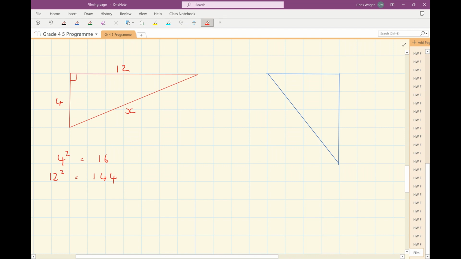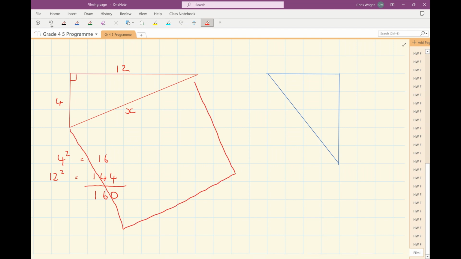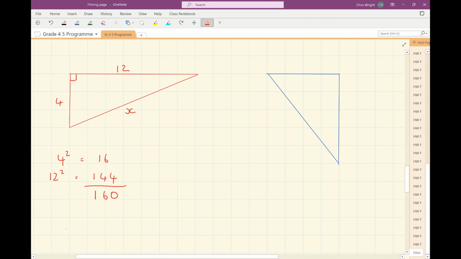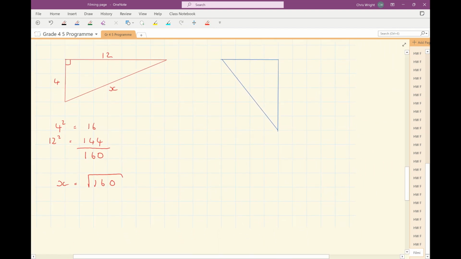Now, because I'm finding x, and that's the length of the hypotenuse, the longest length, I'm going to add up those two areas. 144 plus 16, which gives me 160. So I know the square on the hypotenuse, this square here, has an area of 160, and so to find out x, I'll simply square root 160. So x in this case, square root answer is equal to 12.6 to 1 decimal place.